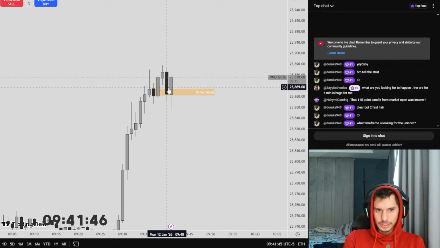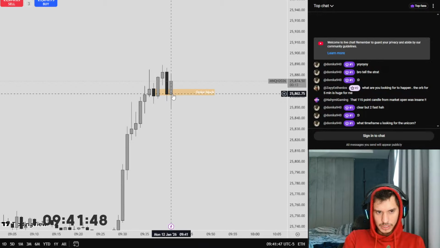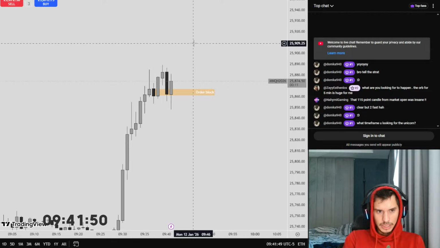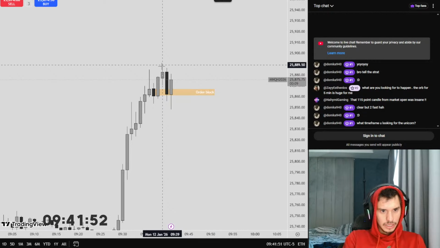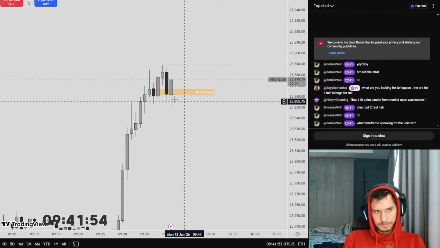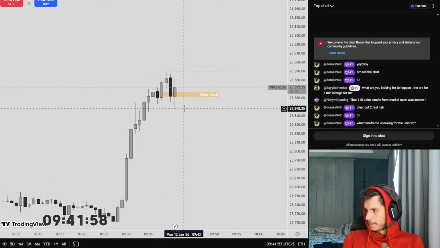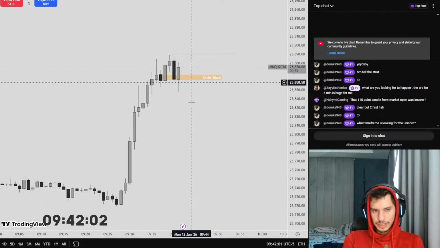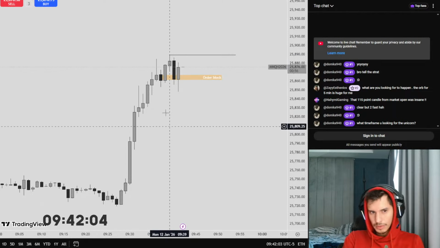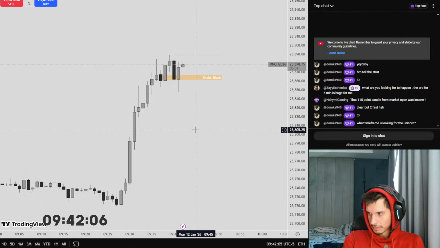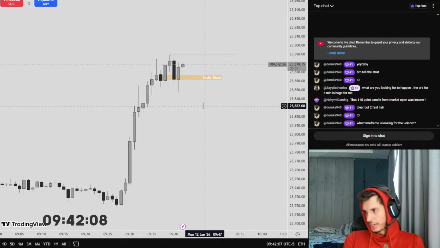So this is what a standard order block should do. Price comes, taps the order block, and keeps putting new highs. That's bullish order flow with the order block. That's usually what it does, but when it doesn't, it inverses the order block, making it a breaker block or a mitigation block.